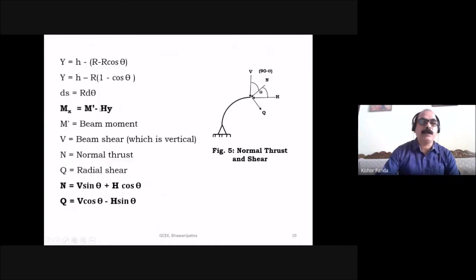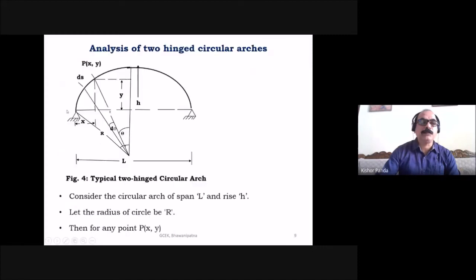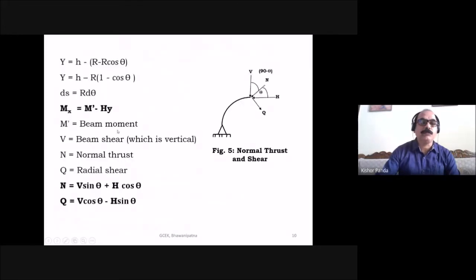This is your B moment, and this moment is due to the horizontal force H, and this is the perpendicular distance Y. So here what is the moment Mx? Mx is equal to M dash minus H into Y. So M dash is equal to the beam moment, and V is the beam shear.